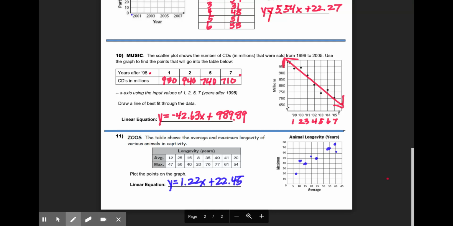So we're going to draw the line that best fits this data. Be something kind of like that. When I draw it, I always like to make sure that my y-intercept is pretty comparable to what's in the equation, which is 22.45. So I try to get it as close as I can.